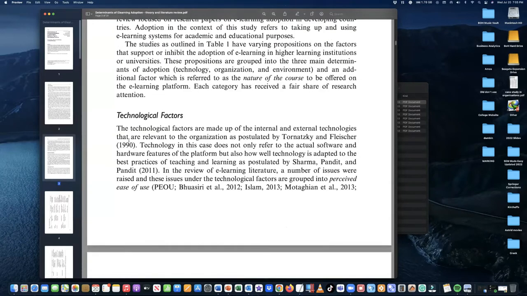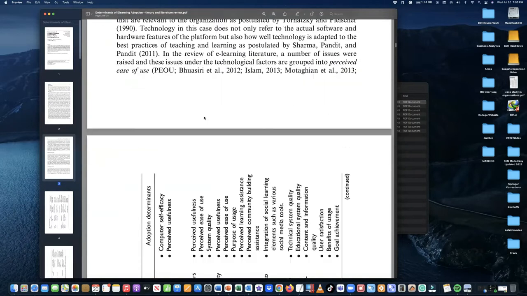So he looked at it in terms of the fact that the studies as outlined in table one have varying propositions on the factors that support and inhibit the adoption of e-learning in higher learning institutions or universities. The propositions are grouped into three main determinants of adoption: technology, organization, environment. So these are the determinants of adoption traditionally. And an additional factor referred to as the nature of the course being offered on the e-learning platform. So they are adding that additional factor. Each category receives a fair share of research attention. So we start with the ecological factors.